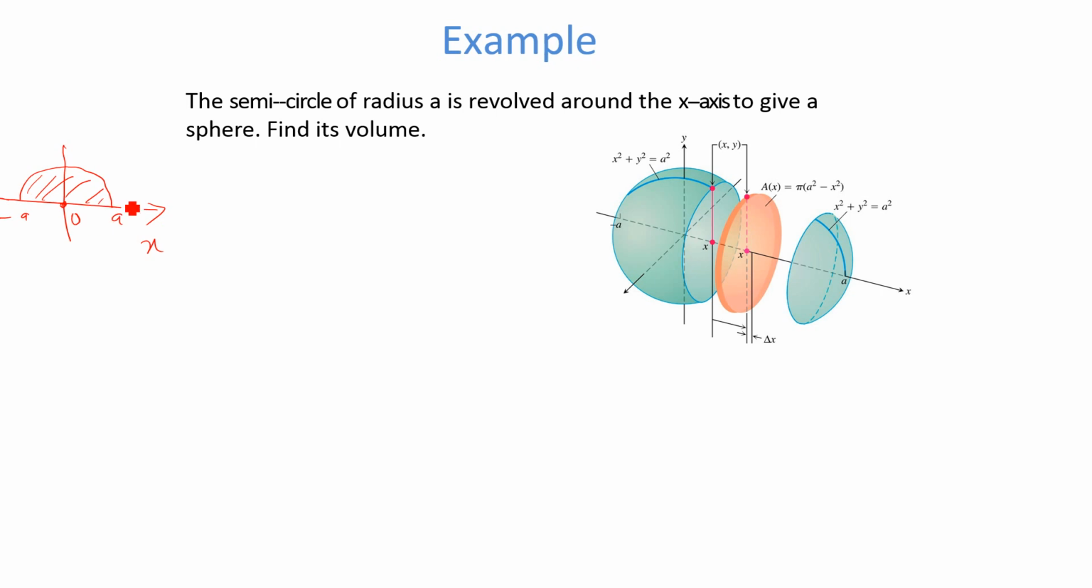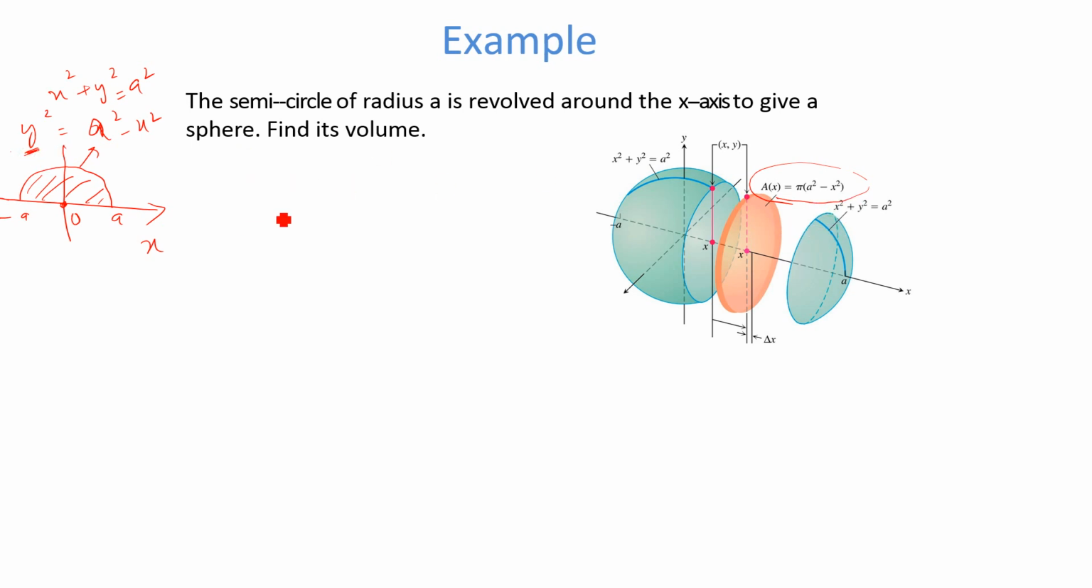So if we have this semicircle, the equation of this semicircle is x squared plus y squared is equal to a squared, since the radius is a and the center is the origin. So from here, y squared is equal to a squared minus x squared. So r squared here is a squared minus x squared. So the area of cross section is pi times f(x) squared. f(x) squared here is y squared. So pi times a squared minus x squared.